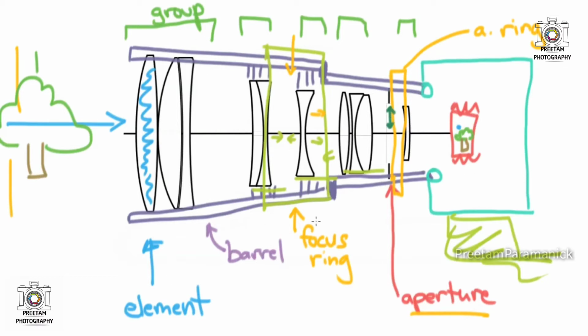So here you've got your elements, your groups, your barrel, your focus ring, your aperture ring, all of that stuff. And the only thing that I really want to tell you about before we move on to the next slide is the lens coating. Now on the front end of this lens there's going to be a layer that may look purple or red or blue. It depends on the type of lens you have and the type of coating it has. But there will be some sort of synthetic material on the front that's called the lens coating.